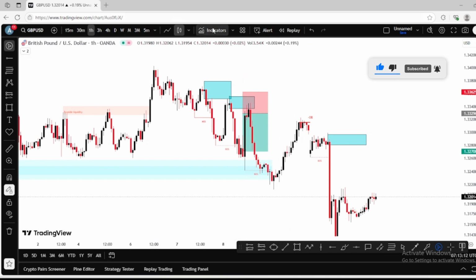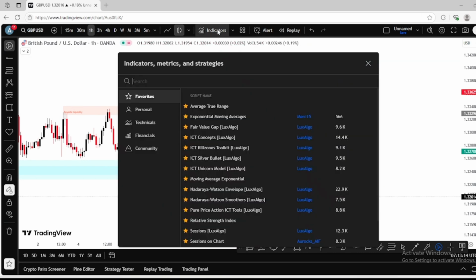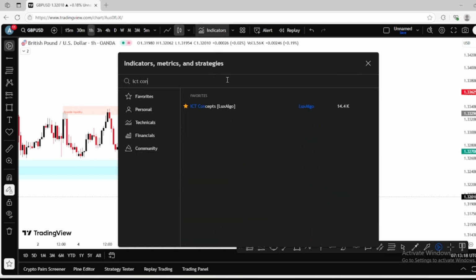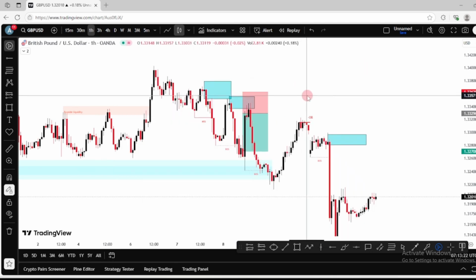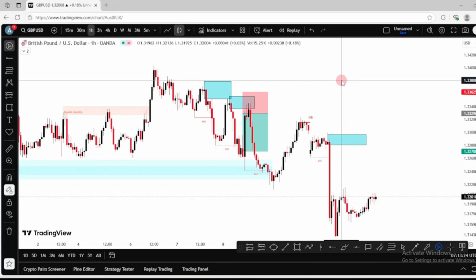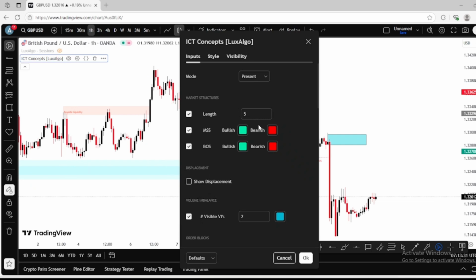All right, so now come to the indicator section at the top here, and you're going to type in ICT concept, and you pick the LuxAlgo one, this one. All right, so it's going to come on the screen, and let me show you the things that you need to turn off on the setting side. So this is the setting, the inner setting of the indicator.